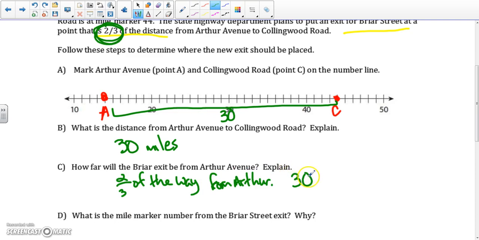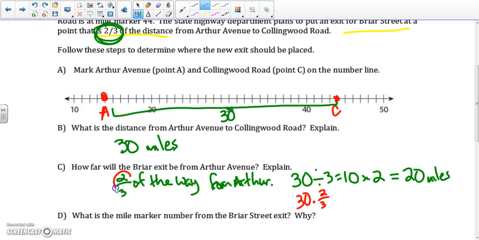We're going to cut this 30 miles into 3 equal parts, so we divide it by 3. That's 10. And then double it. That's how we get our 2/3. So 30 divided by 3 times 2 is 20 miles. So we know exit B will be 20 miles from exit A. Another shorter way to do that step is instead of doing 30 divided by 3 times 2, you just do 30 times 2/3.